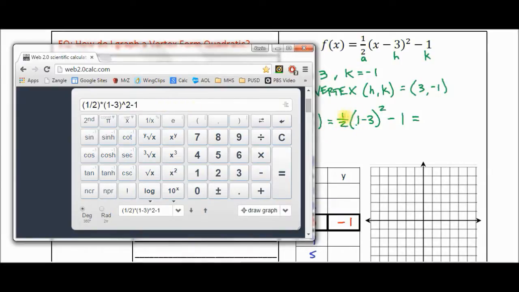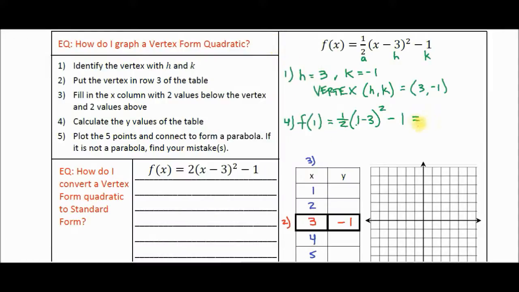Put in the 1/2, or 1 divided by 2, close the parenthesis, now it knows there's a 1/2 there. Then multiply that times the (1 minus 3) squared, and then subtract 1. When we press the equal sign, we will get a value of 1, which is a correct value. So the answer to f of 1 is equal to 1, and I'll go ahead and plug that in. Let's write this down. This is step 4. The rest of these you can do on your own and verify. This is going to be 1.